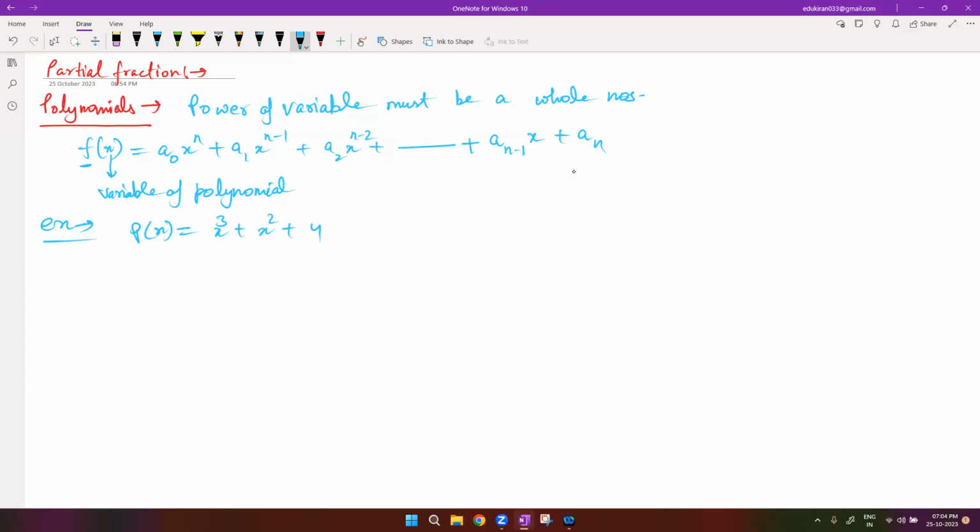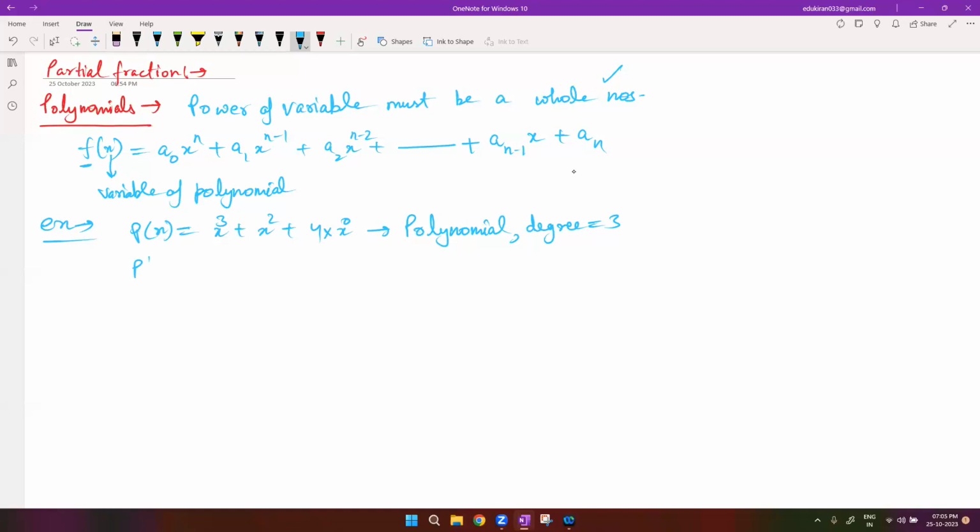We don't have any problem with 4, because 4 basically can be written as 4 into 1, and this 1 can be written as x to the power 0. So all the constants follow this rule: if you multiply a constant with 1, you can always write the 1 as x to the power 0. So this also follows the rule that the power of variable must be a whole number, because 0 is a whole number, right? We just have to check the powers of all the variables. And if all those powers are whole numbers, then we can say that this particular algebraic expression is a polynomial, right? And the highest power of variable is known as the degree. So in this case, the degree of this polynomial is 3.